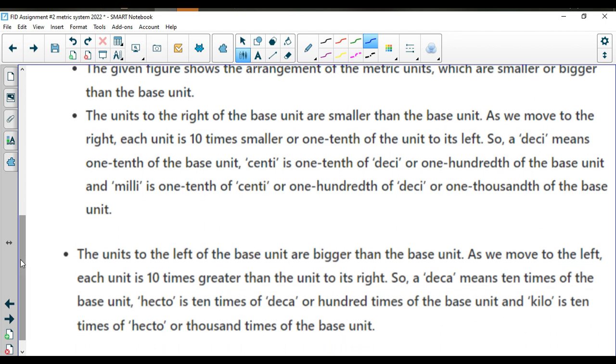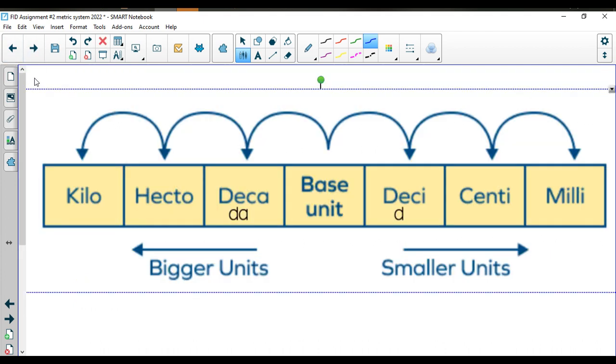Units going up to the left are bigger than the base unit. So as we move left, it's 10 times greater than the units to the right side. Again, we have this chart right here that helps remind us of this, and it's going to be found on slide 2 in your FID assignment so that you can reference back to it as well. Prefixes, when we look at them, kilo is just going to have the letter K.